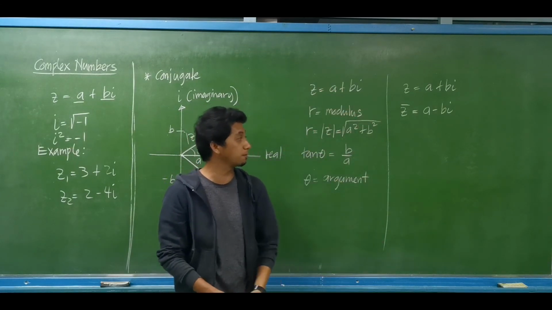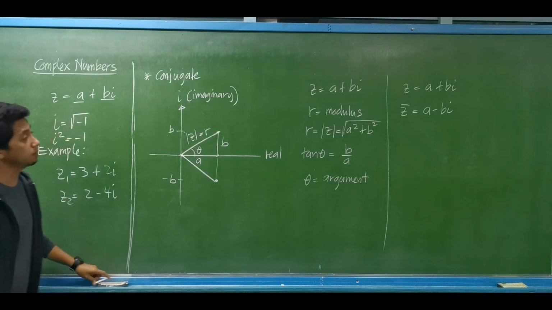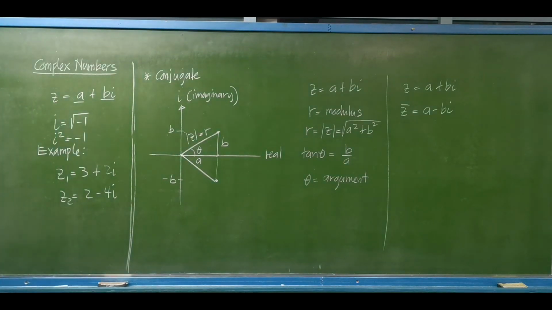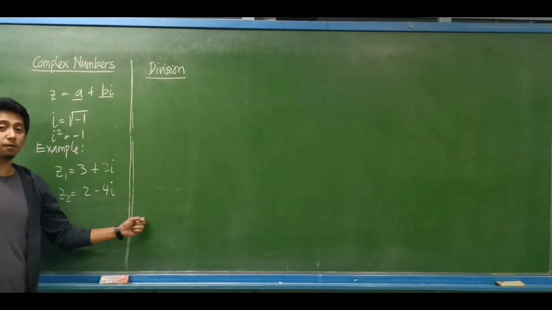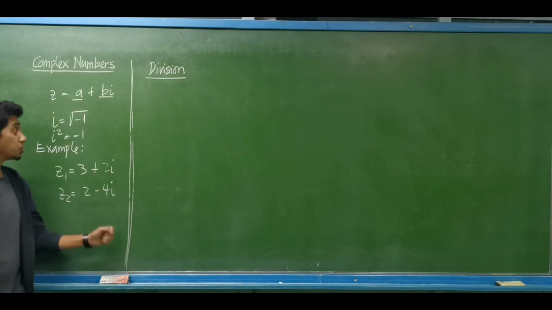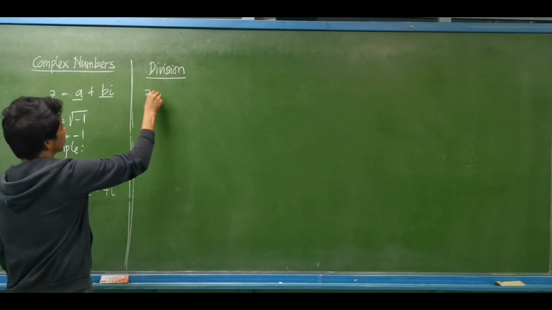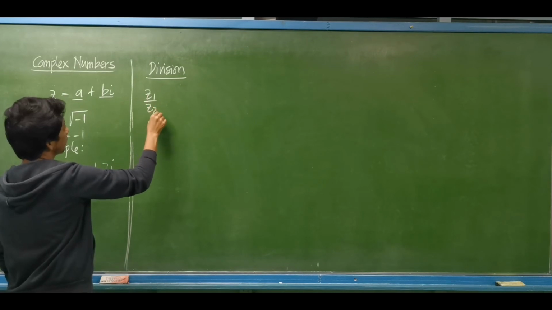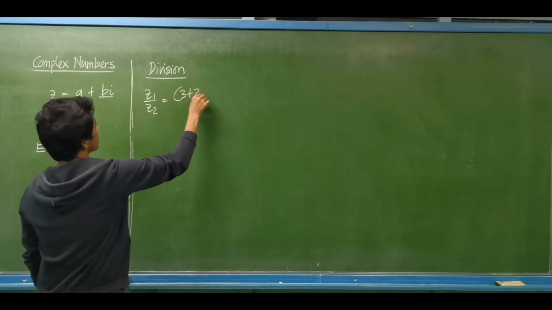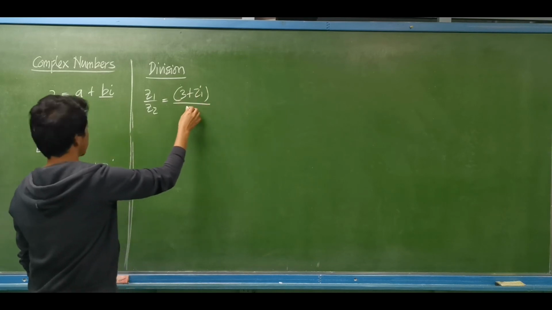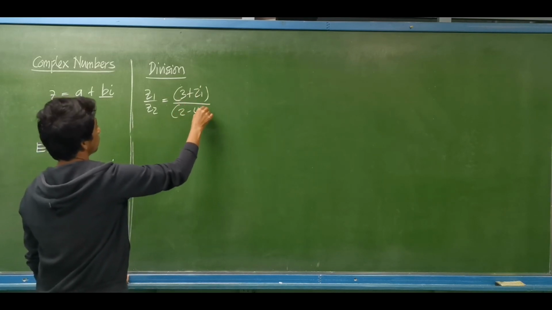Okay? So we are now to perform division of complex numbers. For example, we are to determine the quotient of z1 divided by z sub 2 equal to 3 plus 2i divided by 2 minus 4i.